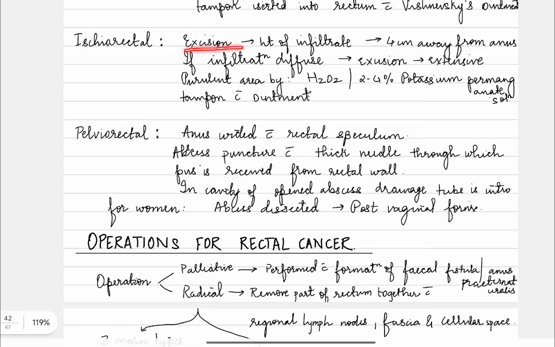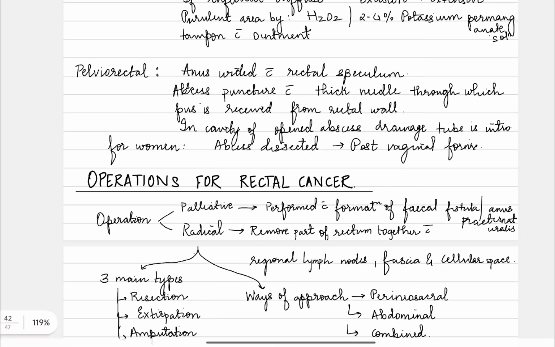Ischiorectal excision, height of infiltration is done 4 cm away from the anus. If infiltrate diffuses, excision is extensive. Purulent area treated by H2O2 and 2 to 4% potassium permanganate solution. Tampon with ointment is inserted. Pelviorectal, anus is widened with rectal speculum.